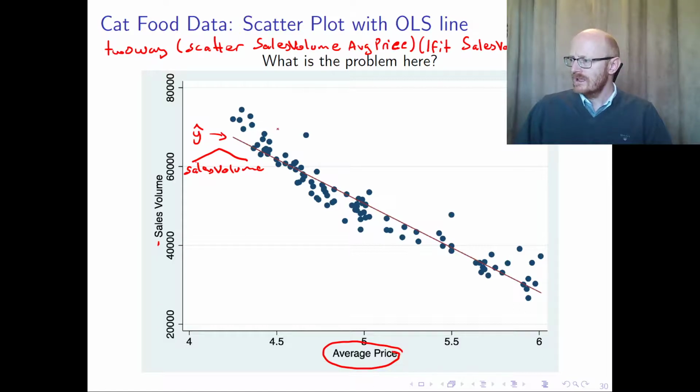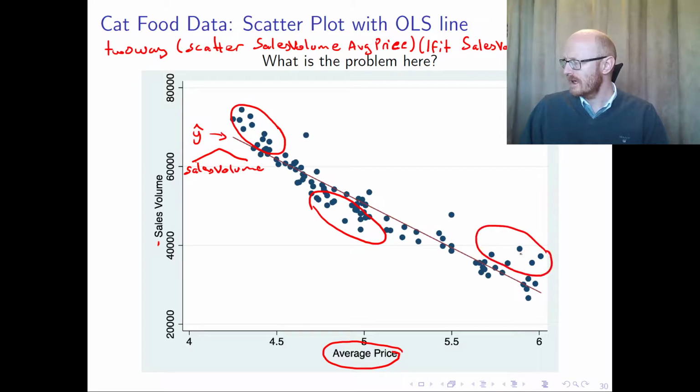And what we can see is that for low prices, our model, our estimated sales volume, is underestimating the actual sales. And for medium prices, our model actually predicts sales volume above what is observed, okay? And for high prices, we see that our model again underestimates the actual sales volume.